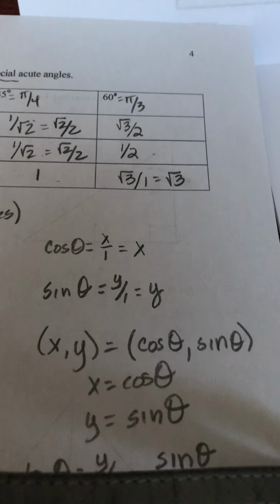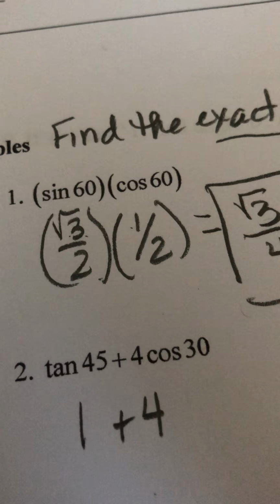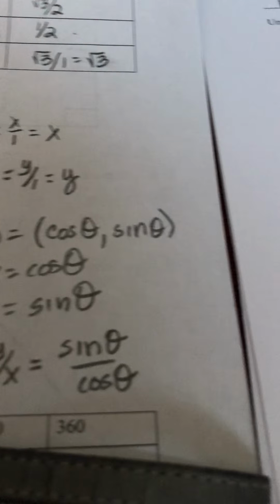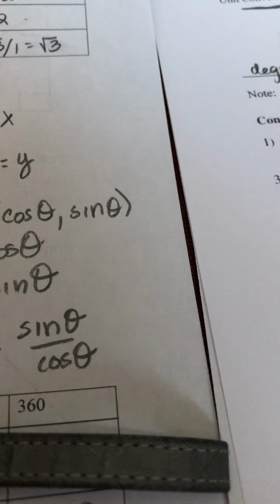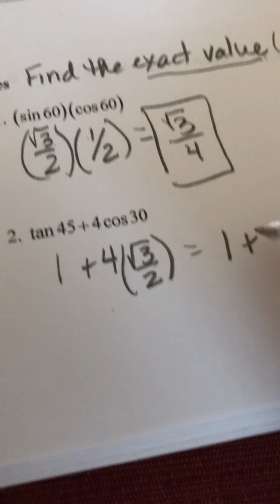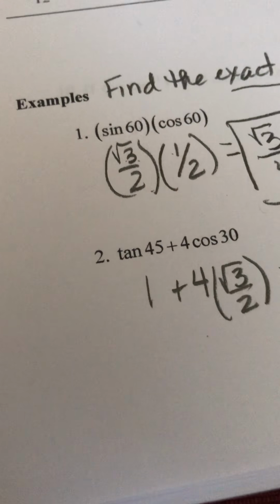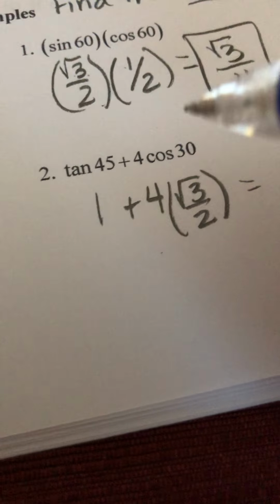Okay, tan 45, go to our table, tan of 45 is 1, plus 4 times the cosine of 30. We go to our table, the cosine of 30 is radical 3 over 2. So this becomes 1 plus, well, what can we do with that? 4 times radical 3 over 2. Don't use the calculator. We want the exact value.